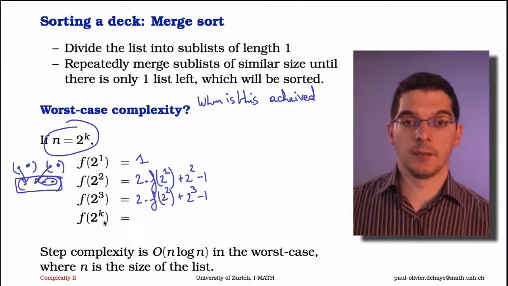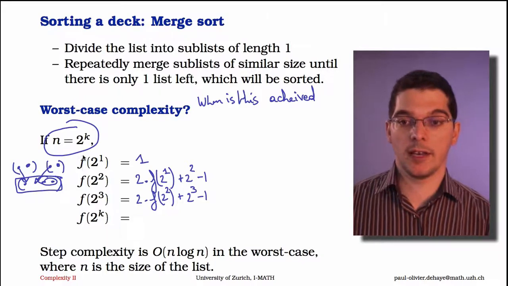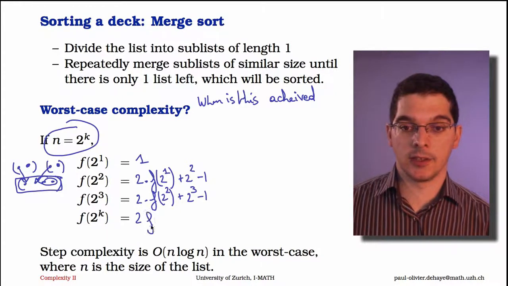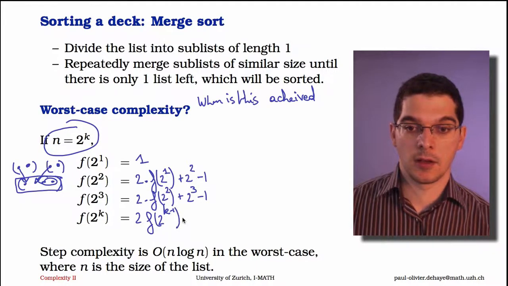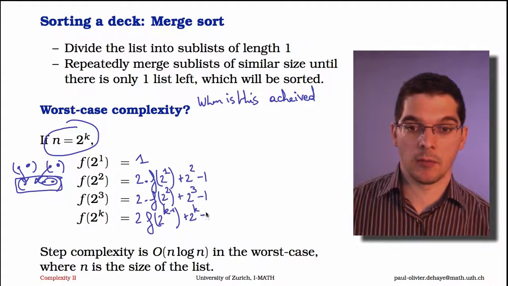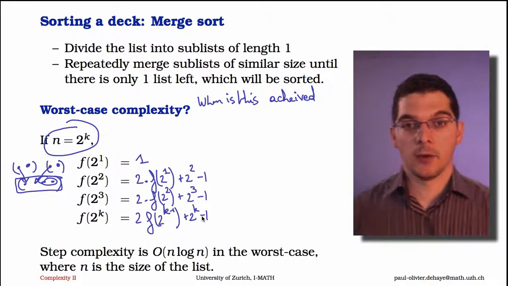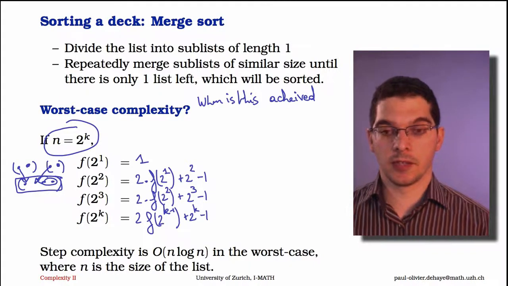What about if you have 2^k or n cards? Well, in that case, you have to do 2 times f of 2^(k-1) plus 2^(k-1). Okay, so this is the beginning of computing the complexity.